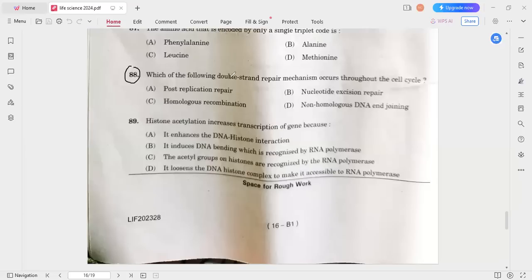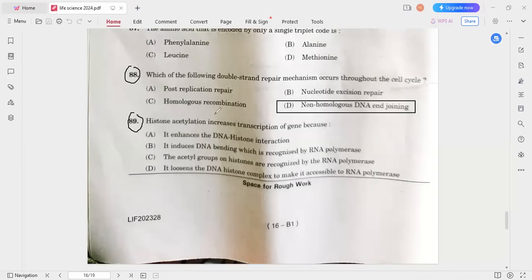Question 88. Which of the following double strand repair mechanisms occurs throughout the cell cycle? When it comes to double stranded break repair, non-homologous end joining can repair double stranded breaks at any time in the cell cycle. That mechanism is non-homologous end joining, or NHEJ. So option D is the correct answer for question number 88.